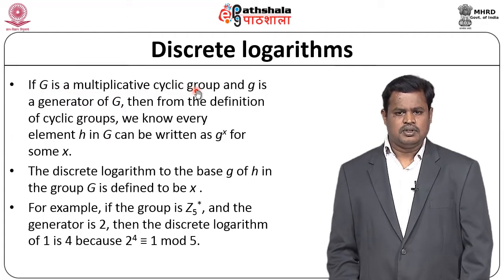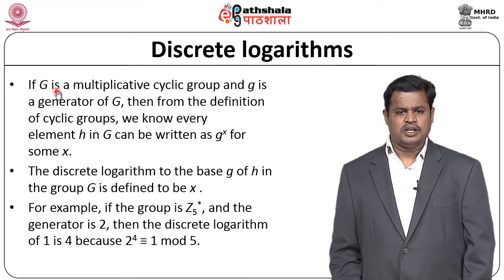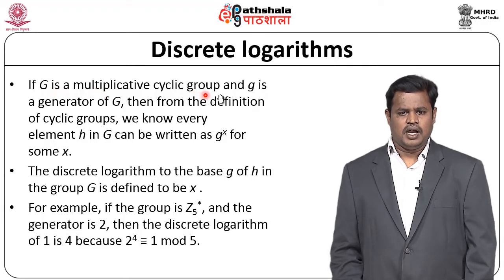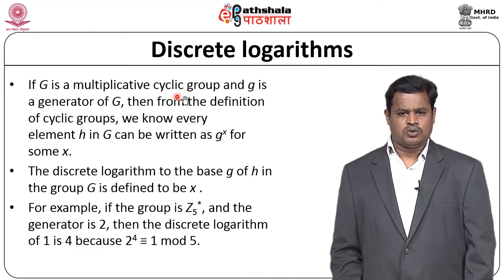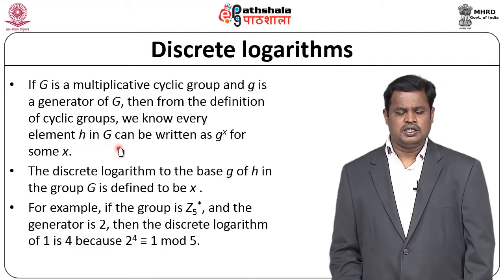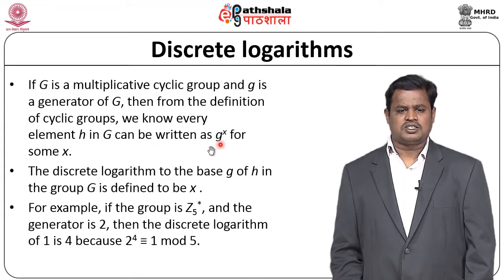So, let capital G be a multiplicative cyclic group, and there is a generator small g. If I assume G is a multiplicative cyclic group and small g is a generator of capital G, that means there exists an element g that is a generator of G, which forms the definition of a cyclic group. So, we know that every element h in G can be written as g power x for some x. That is why it is called a generator.